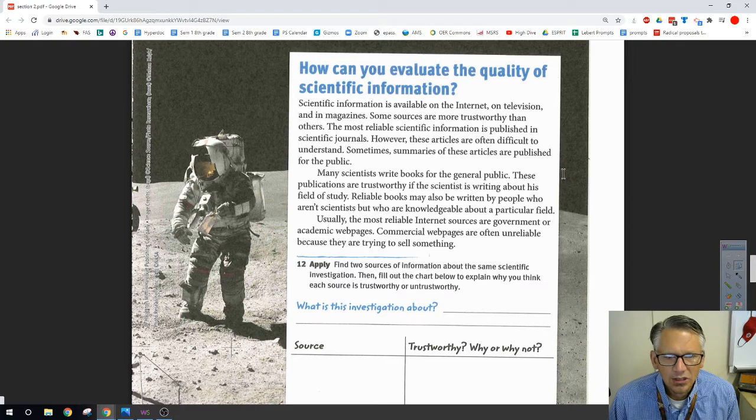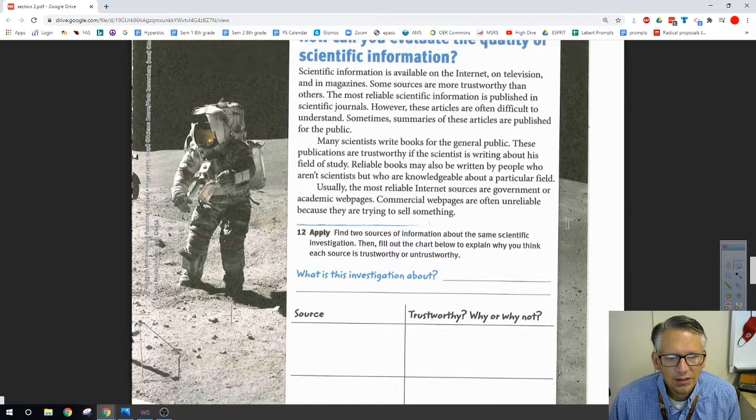Many scientists write books for the general public. These publications are trustworthy if the scientist is writing about his field of study. Reliable books may also be written by people who aren't scientists but who are knowledgeable about a particular field. Usually the most reliable internet sources are government or academic web pages. Commercial web pages are often unreliable because they are trying to sell something.